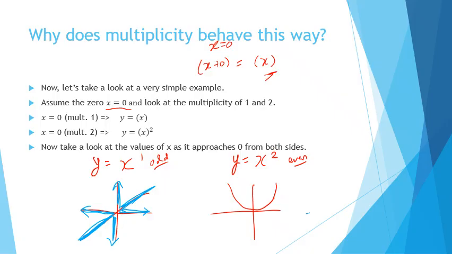When you take positive numbers to an odd power, they stay positive, but negative numbers are going to stay negative. And so it's going to go from negative to positive and cross through at the point x equals 0.